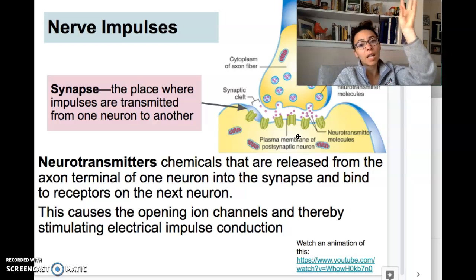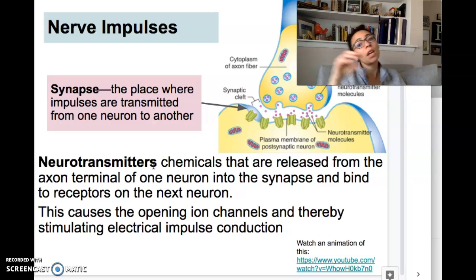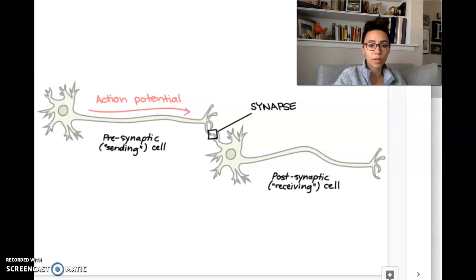So it's an electrical chemical impulse, right? We've got electricity in the action potential. Here is the chemical portion, the neurotransmitters. That's why it's called an electrical chemical impulse. Those neurotransmitters are chemicals that are released from the axon terminal and bind to receptors on the next neuron. This causes the opening of ion channels and thereby stimulating electrical impulse conduction on the next neuron. So it opens those sodium channels so there's the same response as the previous.